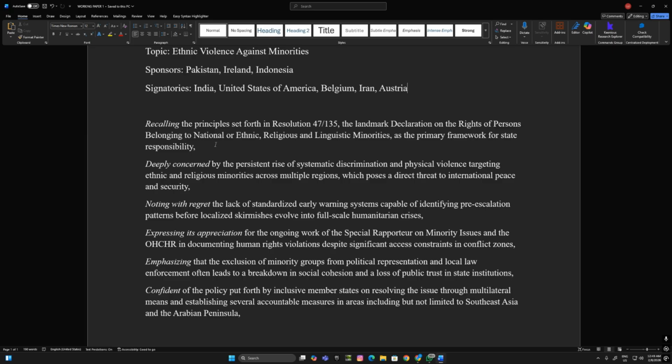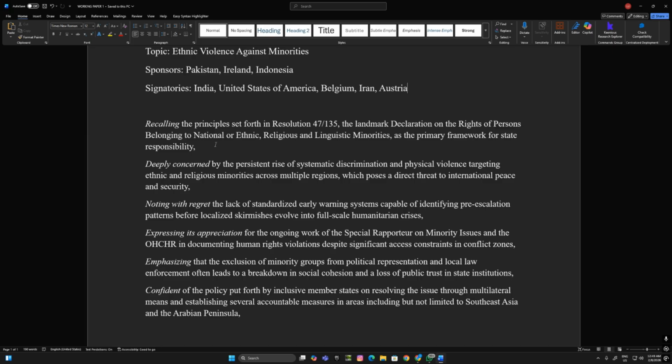Next, expressing its appreciation for the ongoing work of the Special Rapporteur on Minority Issues and the OHCHR in documenting human rights violations despite significant access constraints in conflict zones. Okay, so this clause has basically talked about how the Special Rapporteur on Minority Issues and the OHCHR, as well as other UN bodies, have been able to provide us reports despite there being a lot of barriers that rapporteurs and journalists have to go through to convey the message.